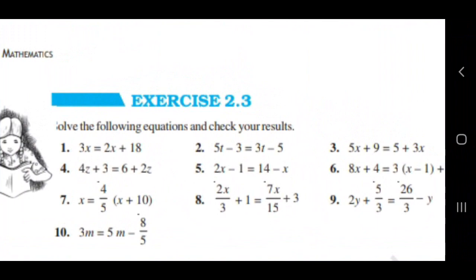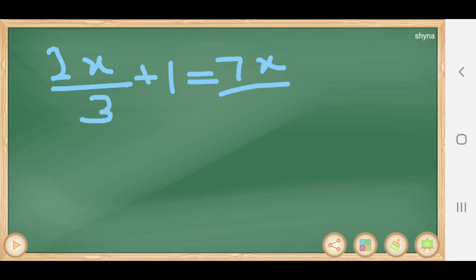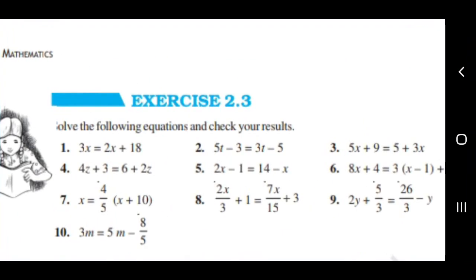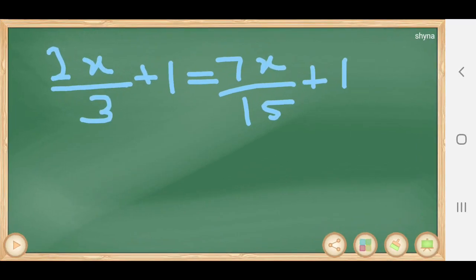One more you can do, that is 2x by 3 plus 1 equal to 7x by 15 plus 3. 2x by 3 plus 1 equal to 7x by 15 plus 3. Okay, plus 3.